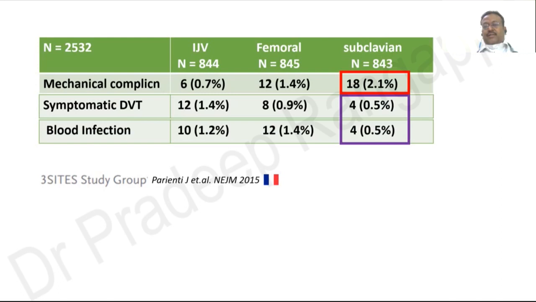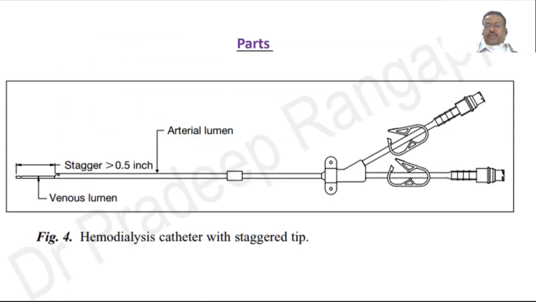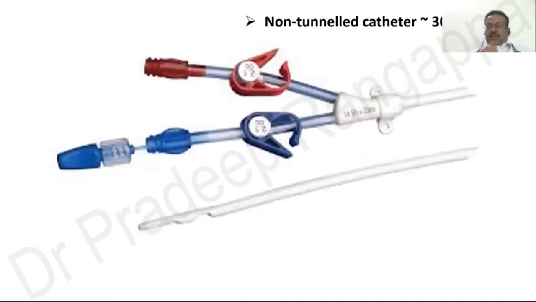So this is just for listeners to bear in mind the risk benefit when you are using any of these sites. When you look at the catheter, there are different parts to it. There is an arterial component and a venous lumen, and there is a septum between the arterial and the venous, so that there is no intermixing of the blood during the dialysis. If you look at the arterial lumen, it is placed a little distal to the venous one. So there are two orifices, one arterial and one venous, and a septum separating these two passages.